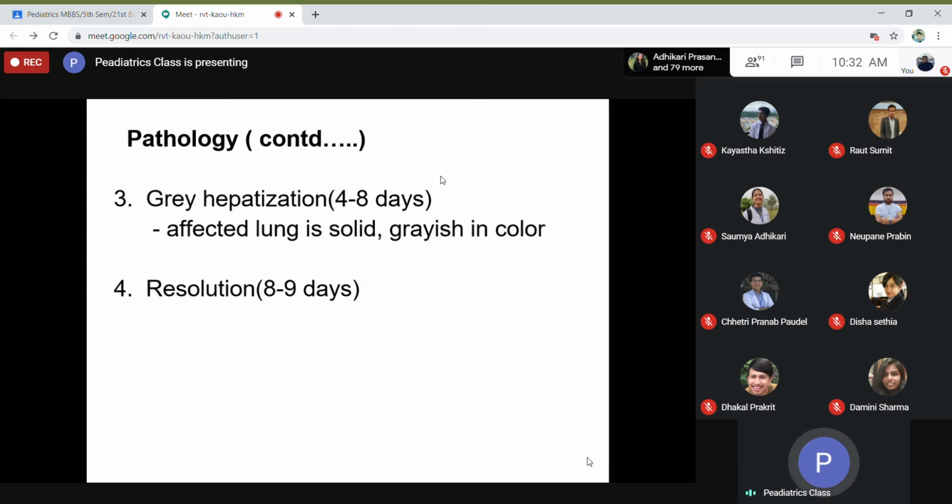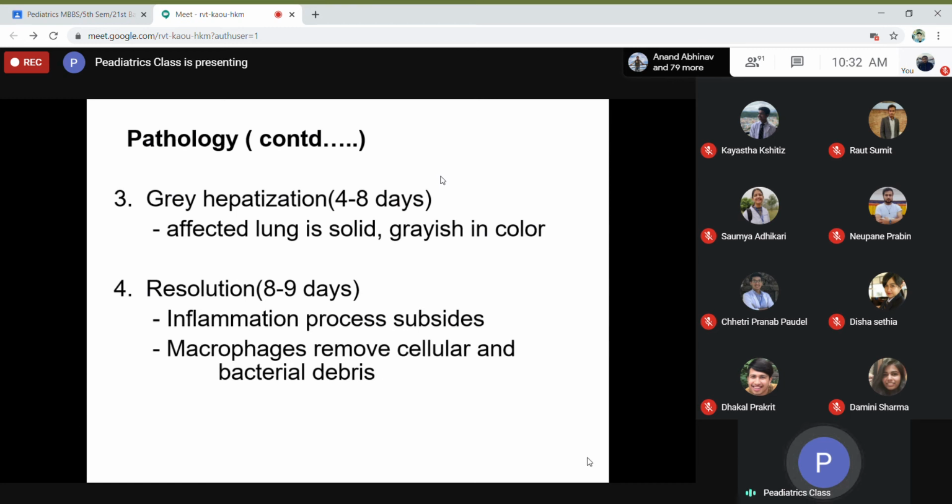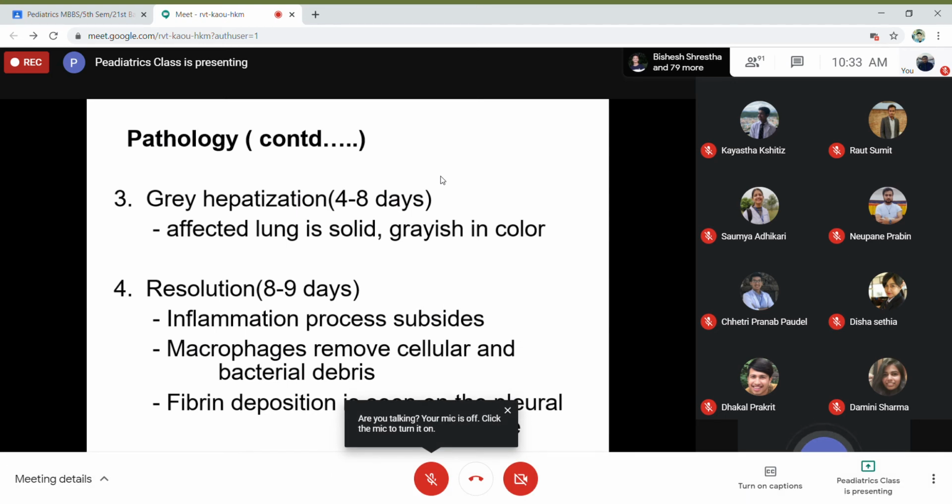One is the gray hepatization, from 4 days up to 8 days. The affected lung is solid and grayish in color. And the last one is the stage of resolution, day 8 to 9. The inflammation process will subside, and macrophages remove the cellular and bacterial debris. And fibrin deposition is seen in the pleural surfaces.